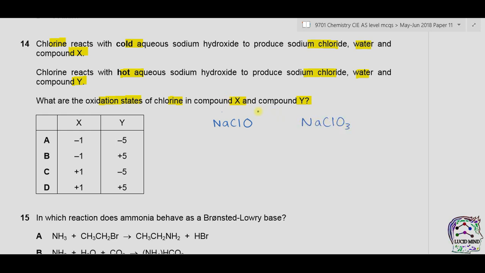Let's find the oxidation state of chlorine in each. In NaClO we have sodium, whose oxidation state is +1, then chlorine, then one oxygen whose oxidation state is -2, and the overall charge is 0. So chlorine minus 1 equals 0, so chlorine equals +1. So it is +1 for chlorine. In NaClO3 we have +1 for sodium, then chlorine, then 3 oxygen atoms, so the oxidation state is -6, and the overall charge is 0. So chlorine minus 5 equals 0, so chlorine becomes +5. So it is +5 for Y. The answer is therefore D.